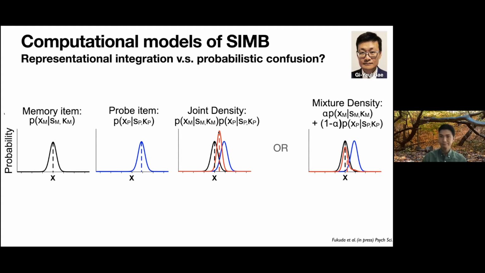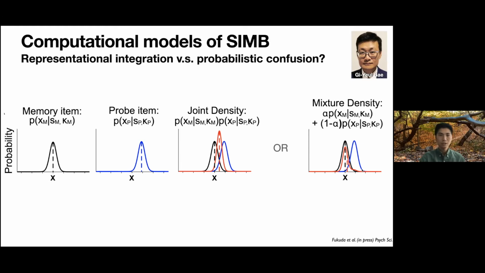Alternatively, people may have the original representation in black and the probe representation in blue independently, but at the time of report, people might get confused probabilistically, and sometimes by accident make the report based on the probe representation. If that's what's driving the bias that we observed, we should expect the bias offset distribution to look like this, shown in red.